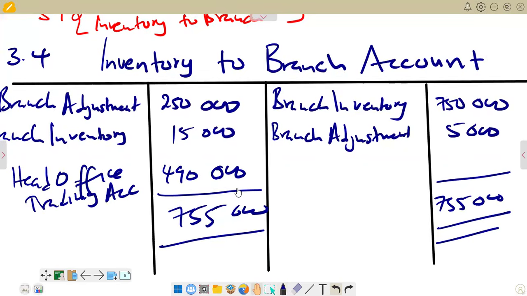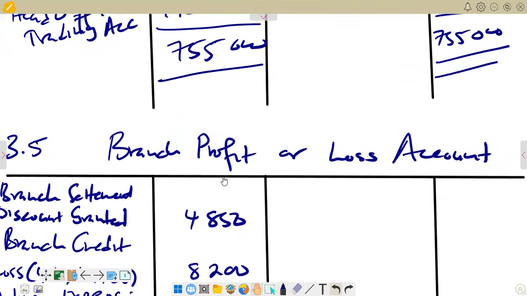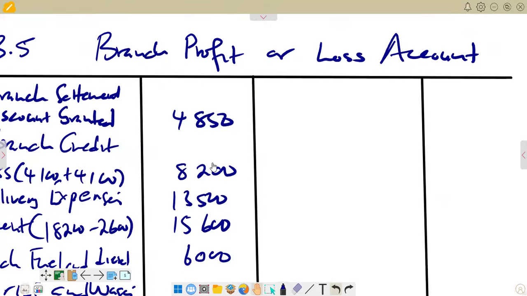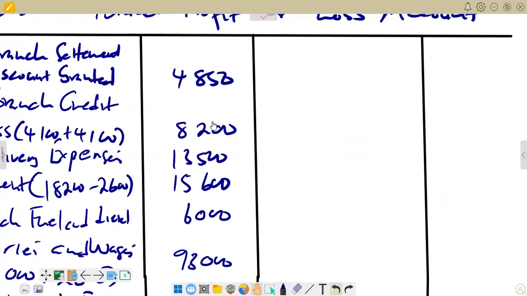Then we go to the last one, which is branch profit or loss. Remember, for the branch profit or loss, we have got an amount that we are going to transfer from when we balanced our branch adjustments. We transferred 326,500, which we debited in the branch adjustment. So it's supposed to be credited here. So we can just enter it here, which is branch adjustments. We put it here.